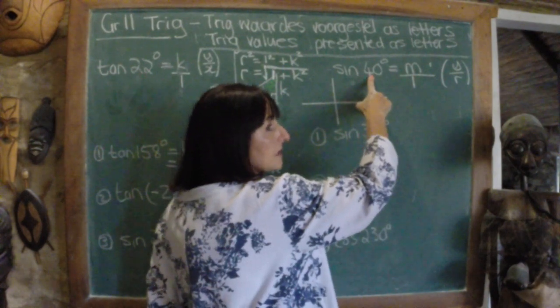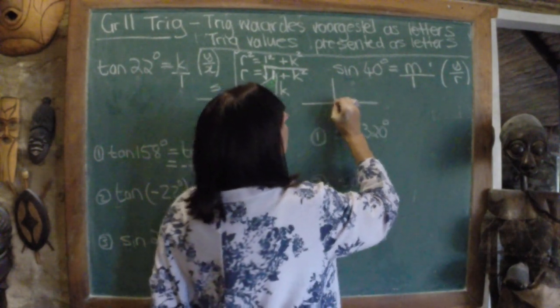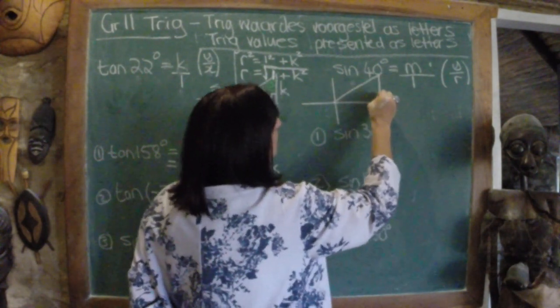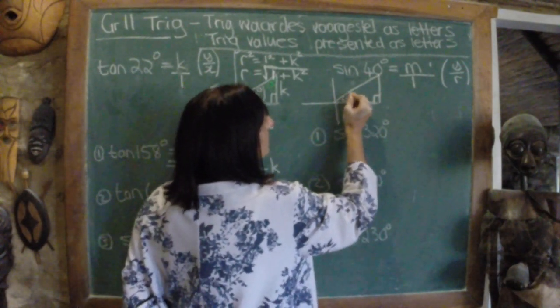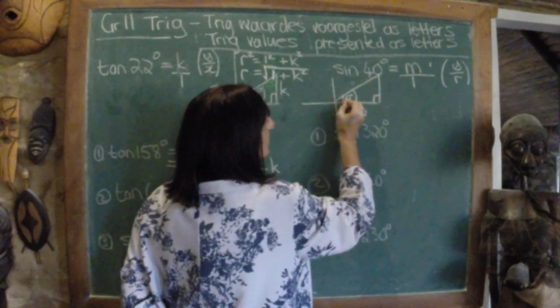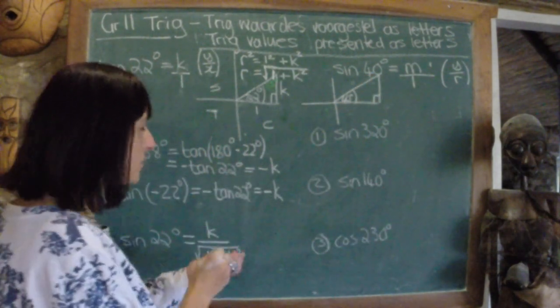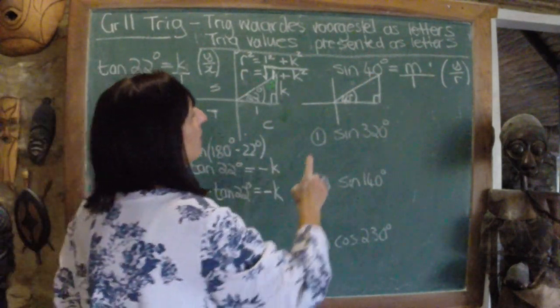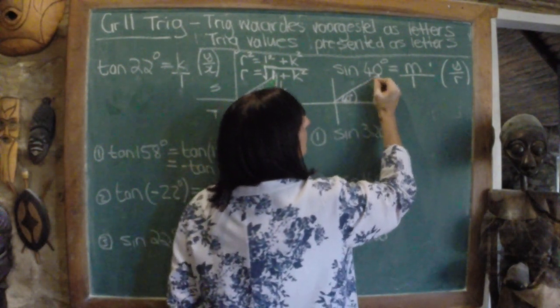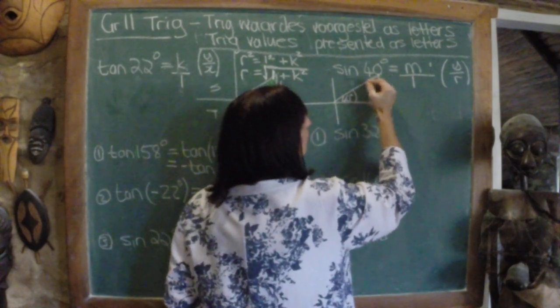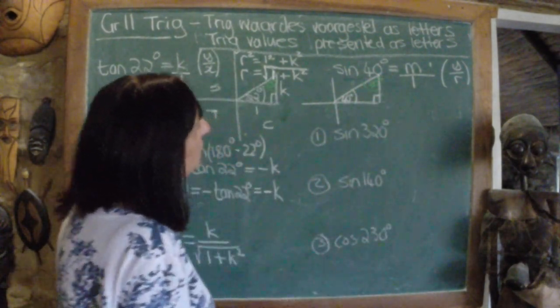This is a 40 degrees angle, so dis 'n skerp hoekie. So ek kan hom in my eerste kwadrant gaan teken en ons weet that's now 40 degrees. So hoe groot sal daai hoekie wees? Daai hoekie gaan dan 40 plus 50 grade gee vir my 90 grade. That one's going to be 50 degrees.